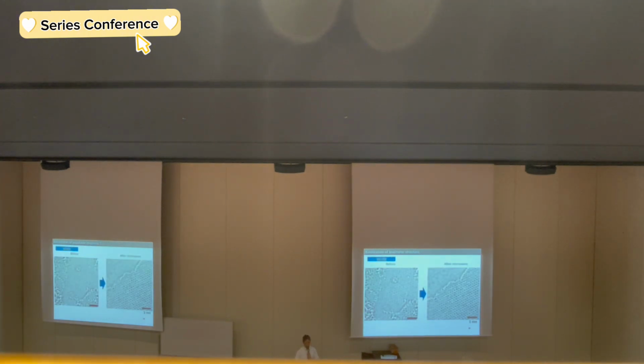And this is a high resolution TEM image. Before microwave treatment, you can see here some defects, holes, and some amorphous parts on the material. But after microwave treatment, you can see here the very clear, beautiful carbon hexagonal structure. This indicates that pure graphene structure is restored by microwave treatment.